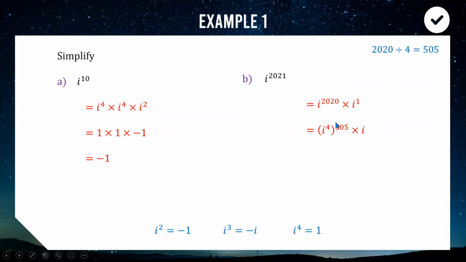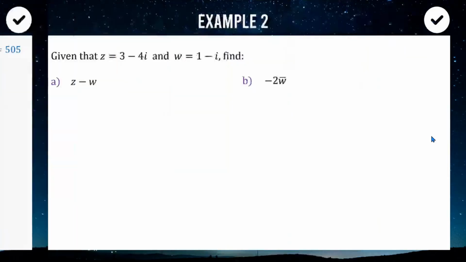So we have 1 to the power of 505 multiplied by i. And 1 to the power of anything is always just 1. So we end up with 1 times i, so we have an answer of just i. So i to the 2021 is the same thing as just i. That's our simplified version. All right, groovy. On to the next ones.